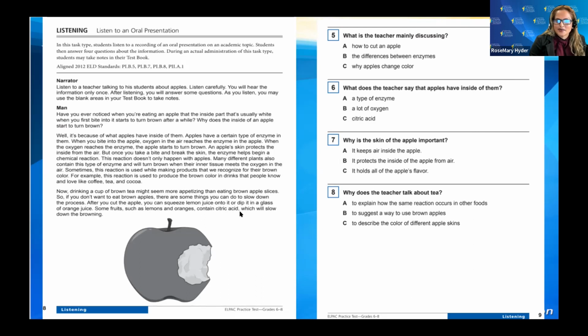Because if they understand what they're going to do, and then as a science teacher, if I know that this kind of vocabulary is in there, the words reaction, enzyme, inner tissue, all of those things are within the ELPAC, then they're able to support them as well. Right? And then the questions.